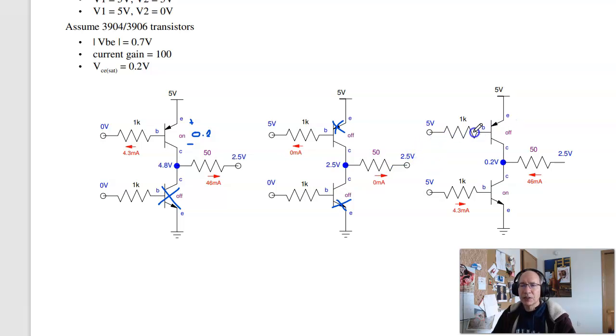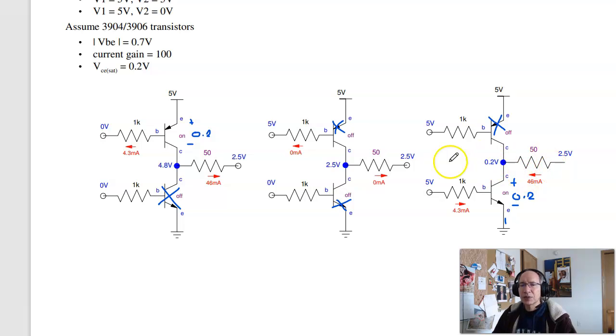Again, I've got no voltage across the PNP, it turns off. I've got 5 volts across the NPN's diode, that turns on. The current then is 5 minus 0.7 over 1K, 4.3 milliamps. That allows 430 milliamps to flow. I'm only trying to push 2.3 volts over 50 ohms, 46 milliamps. So beta IB is more than IC. This saturates, and I'm at 0.2 volts. And that's the three cases.